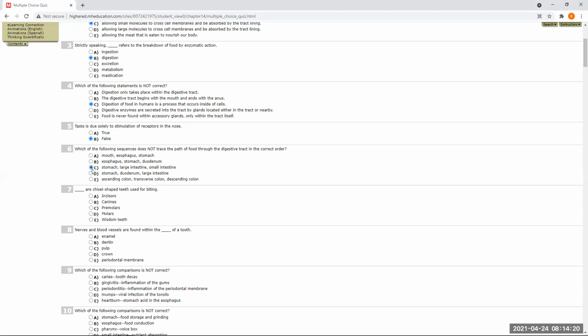Which of the following does not? Stomach, large intestine, small intestine. Small intestine. What is the correct way? From the stomach, where does it go to? Small intestine. It goes from the stomach to the small intestine, and then it goes to the large, right? Yes. Small, then large. Okay, so two people answered there.